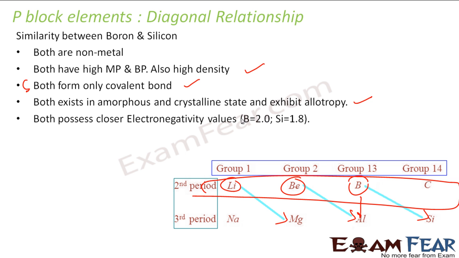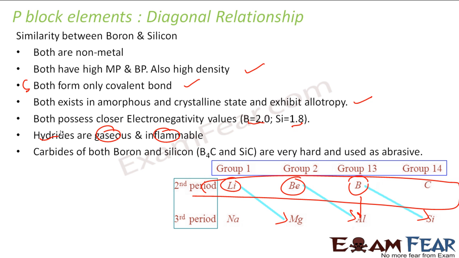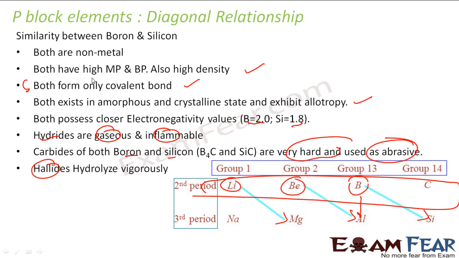Both have almost similar electronegativity. The value is almost the same. The hydrides of both are gaseous and inflammable. The carbides of both boron and silicon are very hard, and they are used as abrasives. The halides of both boron and silicon hydrolyze very vigorously. The oxides of both boron and silicon are acidic, obviously because both are non-metals, so the oxides are acidic.